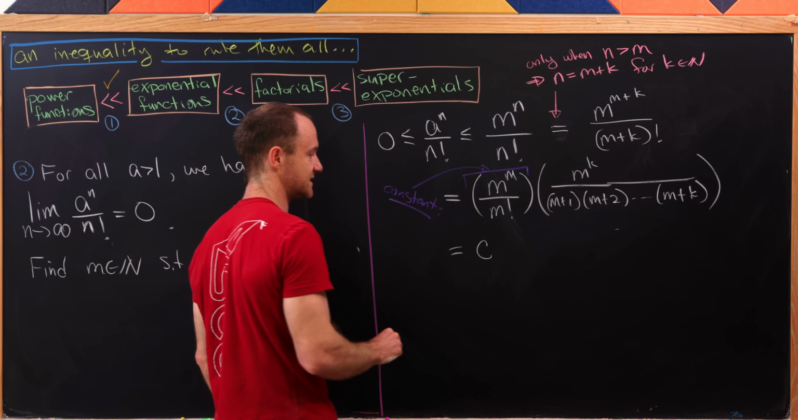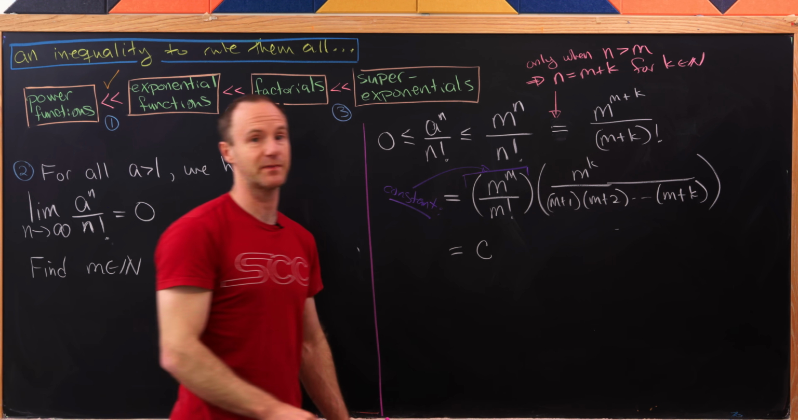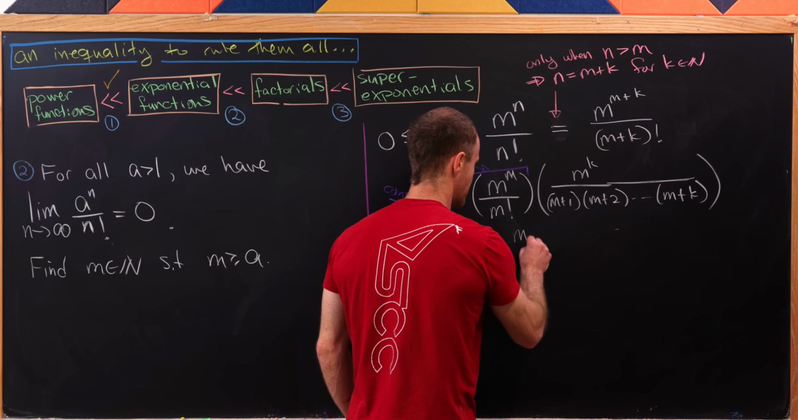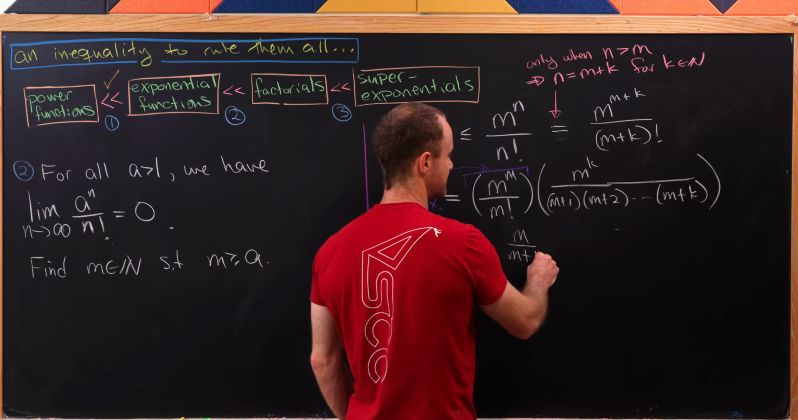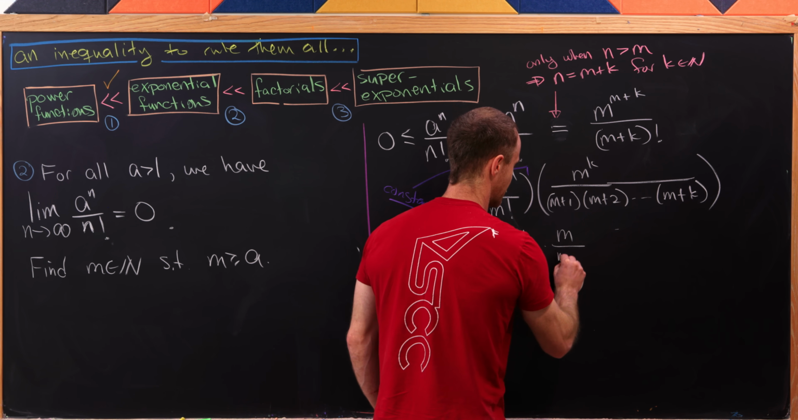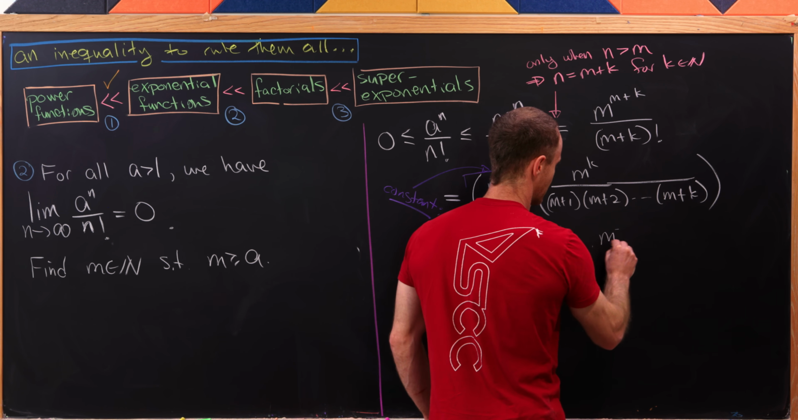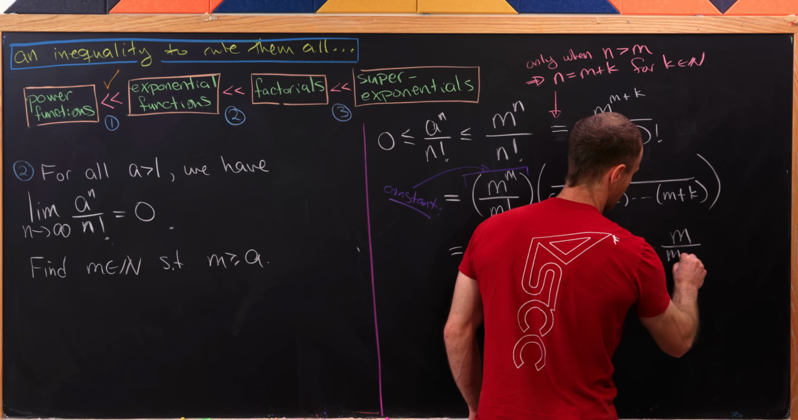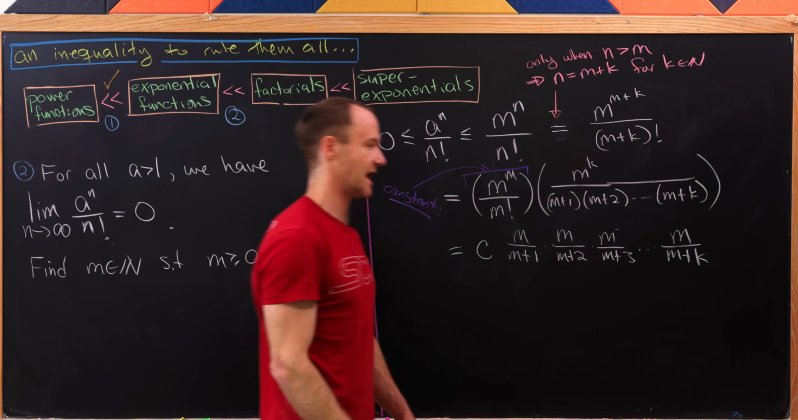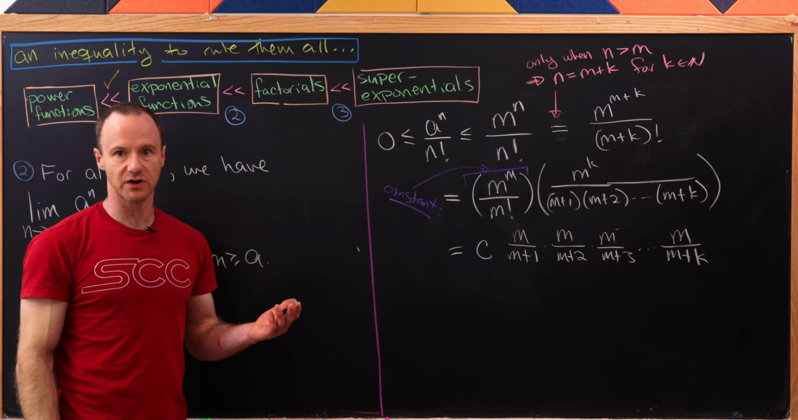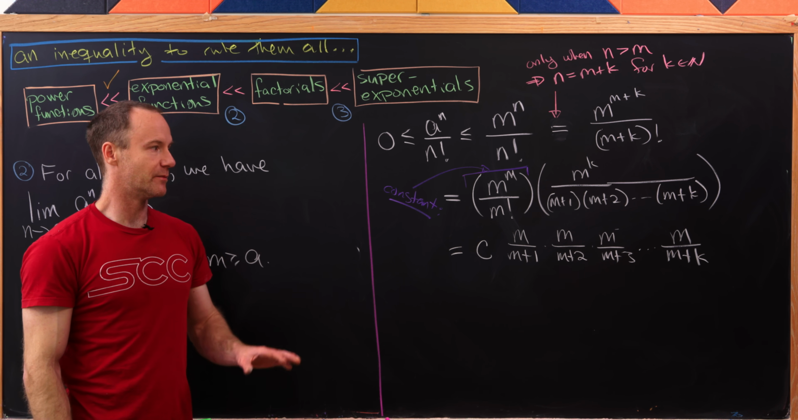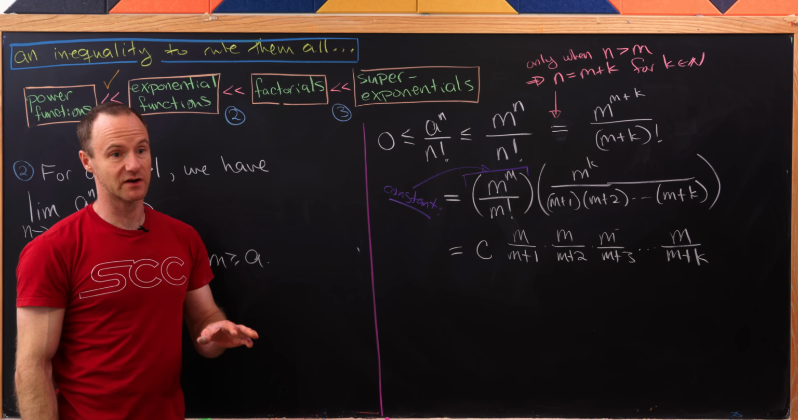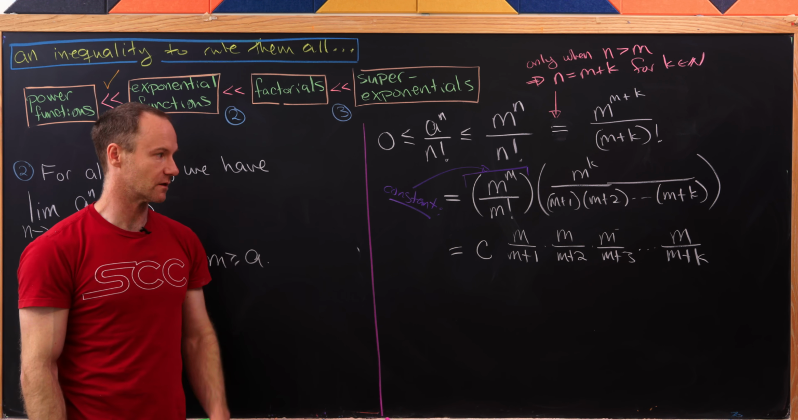So we've got this constant c, and then I'm going to split this up into k fractions. So the first fraction will be m over m plus 1. The second one will be m over m plus 2. The third one will be m over m plus 3. I think you can see where we're going. The last one will be m over m plus k. And now here's where we're going to start introducing our inequality again. But now we're going to manipulate the denominator. We'll make the denominator smaller, thus making the whole thing larger.